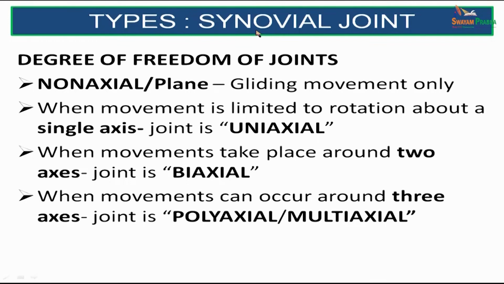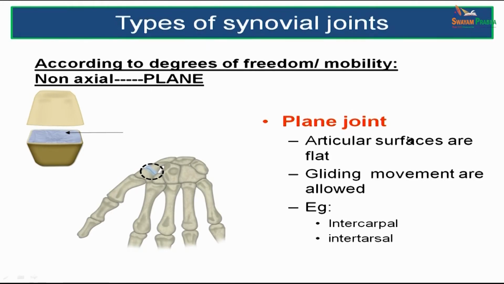Now, we come to the classification of synovial joints according to degree of freedom of movement. So, the first one is a plane joint or a non-axial joint, the second is uniaxial, third is biaxial and fourth is poly or multi-axial. A non-axial plane allows only gliding movement. A uniaxial joint allows movement around a single axis. A biaxial joint allows movement along two axes and polyaxial allows around three axes. So, we will do them one by one.